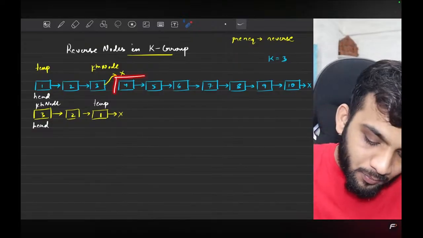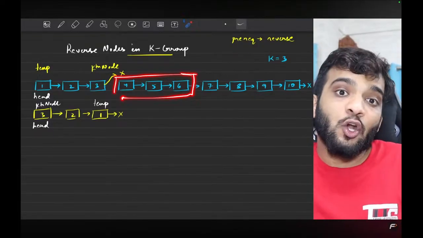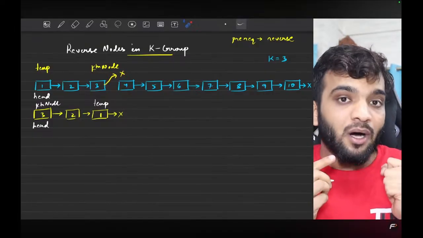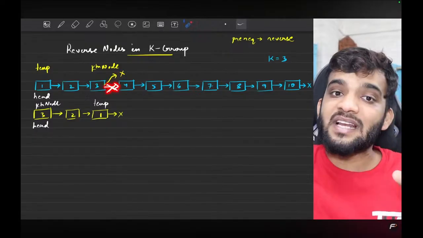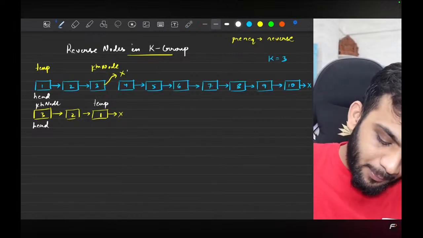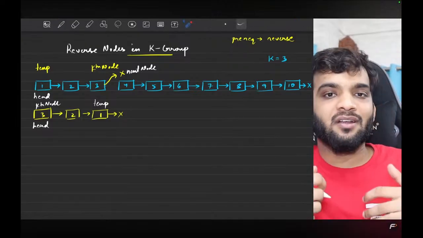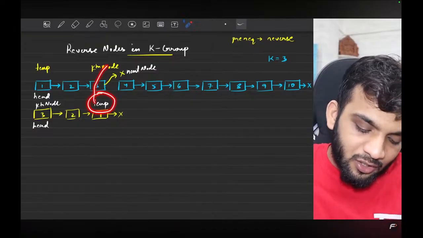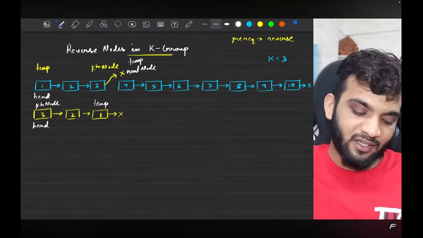Which one is the next group? This one is my next group. Correct? How can I go to 4? I cannot go because I've broken down the link. So remember, before breaking down the link, there was a link, right? Before breaking down this link, preserve the next one. So you can easily preserve the next node. And once it is reversed, you can take temporary to the next node. Perfect.